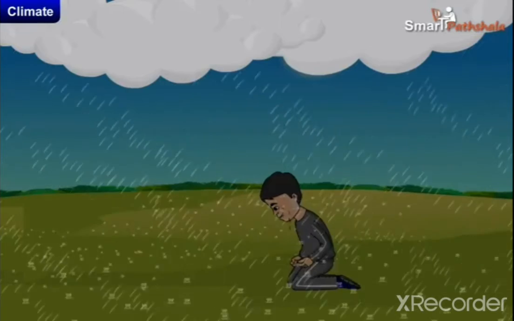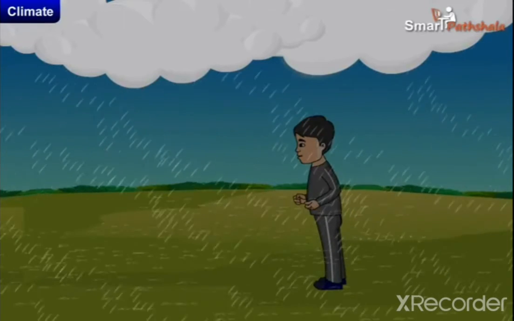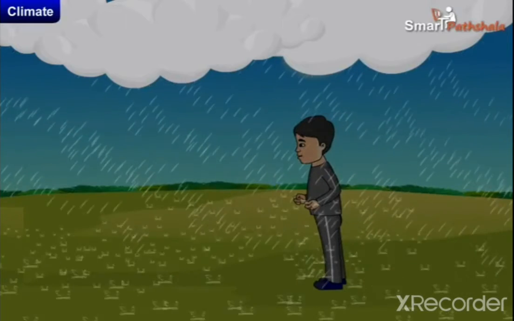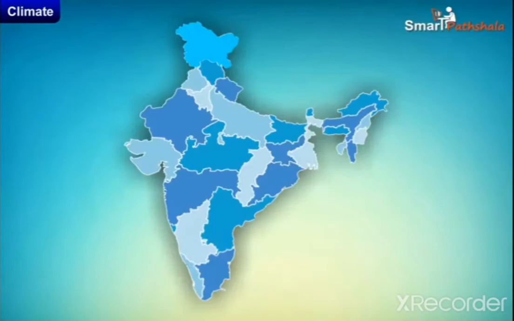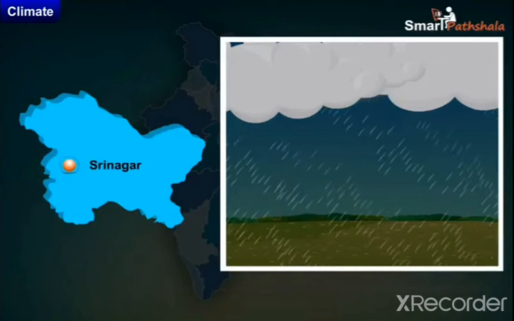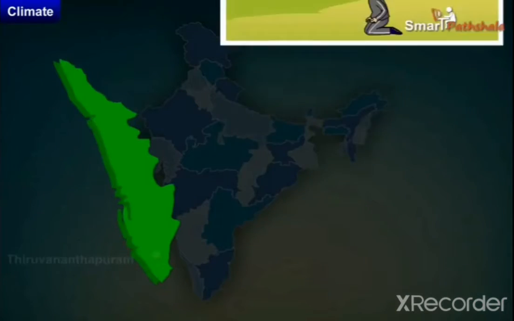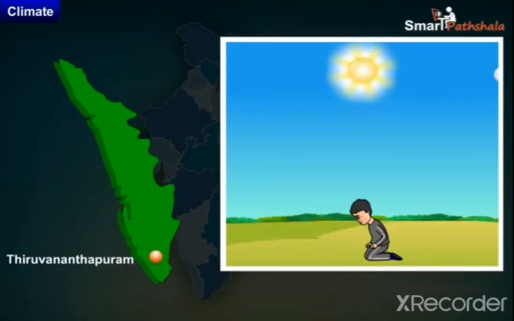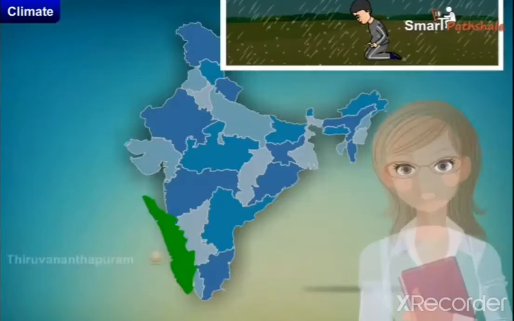If there is also heavy rainfall on most of the days in the same place, then we can say that the climate of that place is hot and wet. For example, the climate of Srinagar in Jammu and Kashmir is said to be moderately hot and wet for a part of the year, and the climate in Thiruvananthapuram in Kerala is said to be very hot and wet.